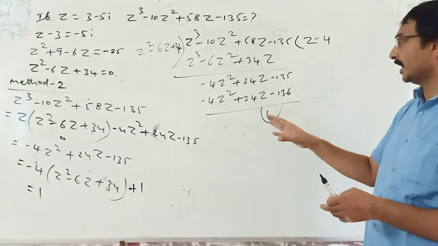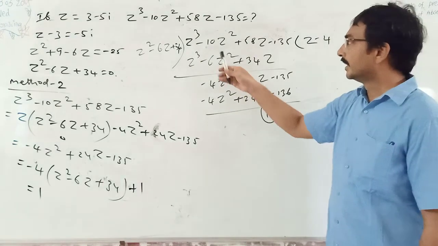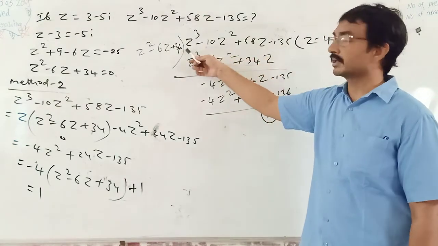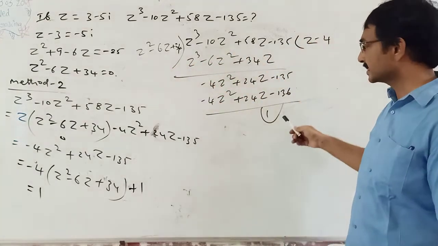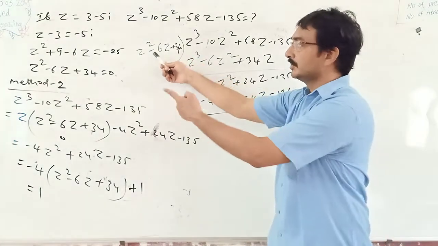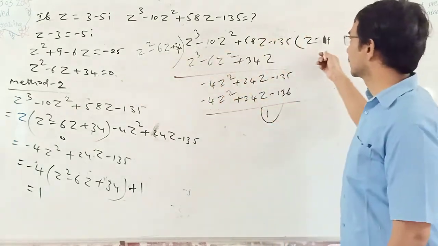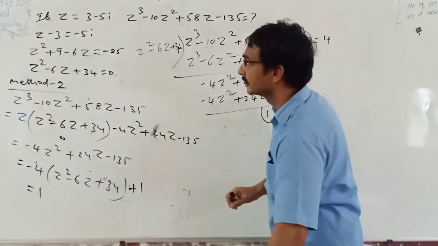See the logic part: why we are taking the answer as 1. Dividend equals divisor into quotient plus remainder, the division property. But the divisor value is 0, so 0 into quotient is 0, plus remainder 1 is the answer.